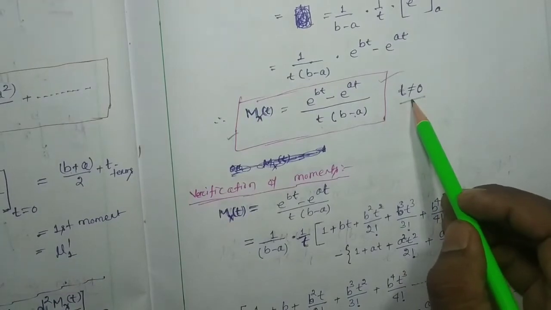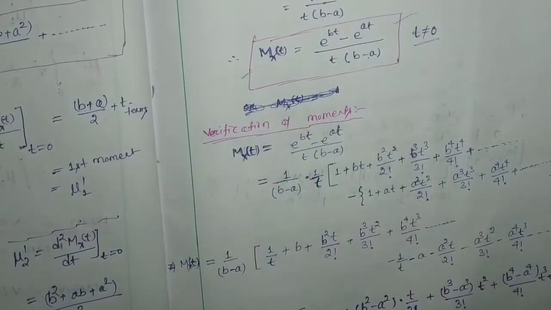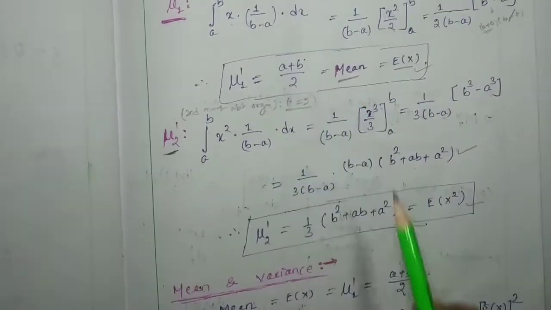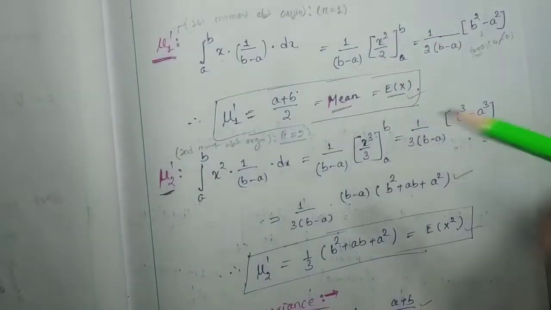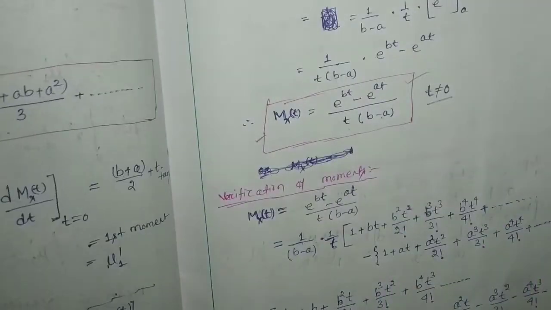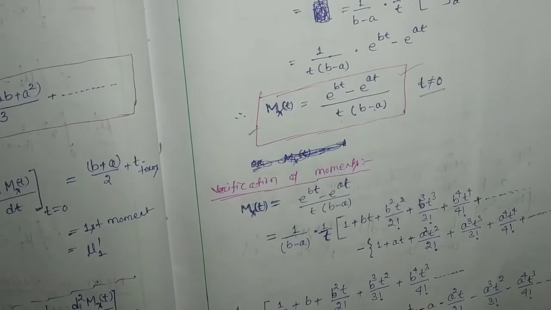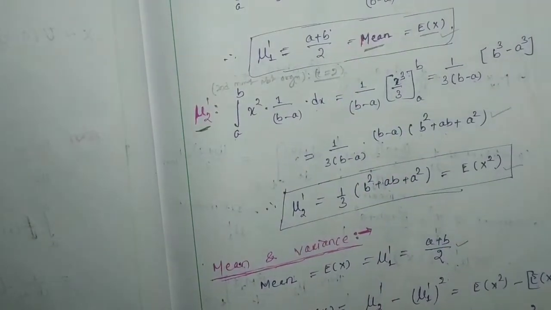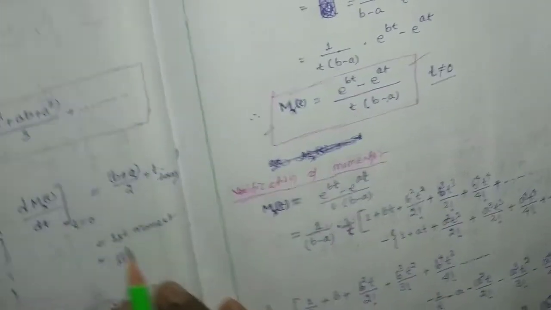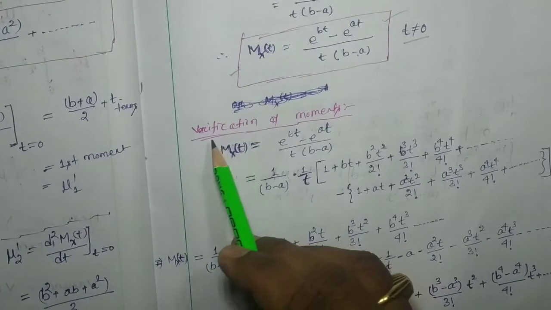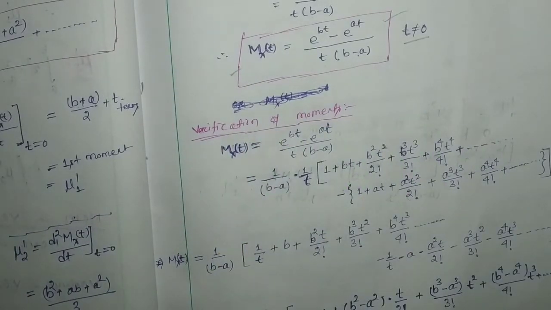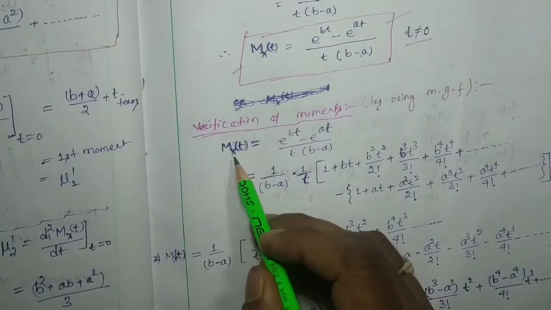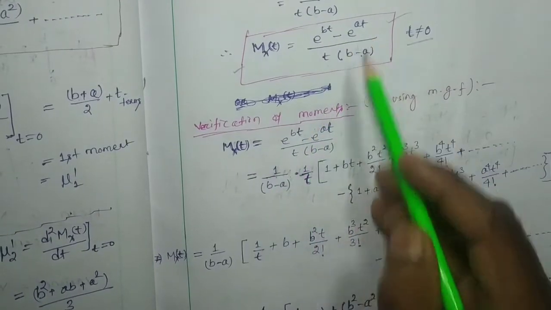Now we have to verify the moments. Whatever we found, that is the first moment and second moment, will be this much and this much. In this way, by using the moment generating function also, we are going to get these two values. So the first moment and second moment we are going to verify by using the moment generating function. Verification of moments by using the moment generating function is very easy. M_X(t) we found as (e to the power bt minus e to the power at) by t into (b minus a).